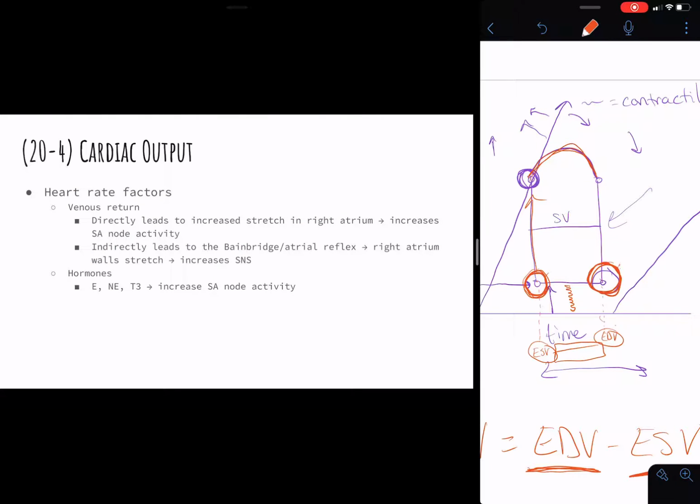Another thing that can affect heart rate is venous return. Venous return is the amount of venous blood that gets sent back to the heart. So this is every single red blood cell that doesn't have any hemoglobin or has done its job and deposited O2 where it needs to go and is coming back to the heart. All of those red blood cells is what composes venous return. And why would that even matter? Why would that affect heart rate, right?